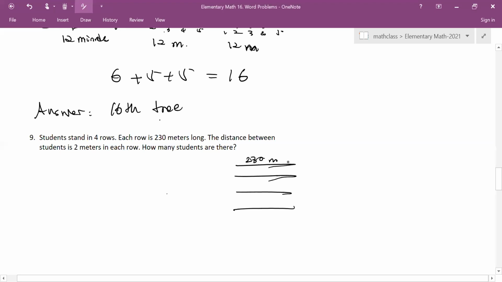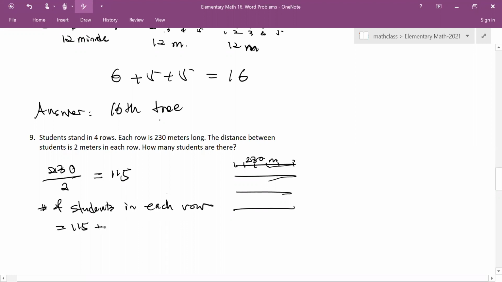260 meters long, right? So the gap between 2 students is 2 meters. So 230 divided by 2 gives you 115. Okay, that is the number of the gaps, right? But the number of students, you have to add 1. So the number of students in each row is going to be 115 plus 1. That's 116.